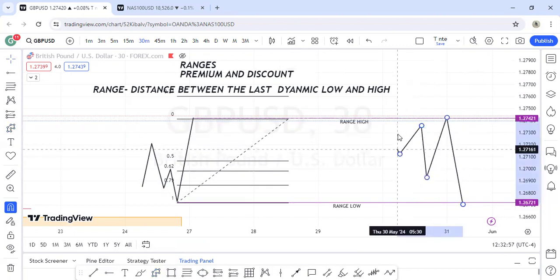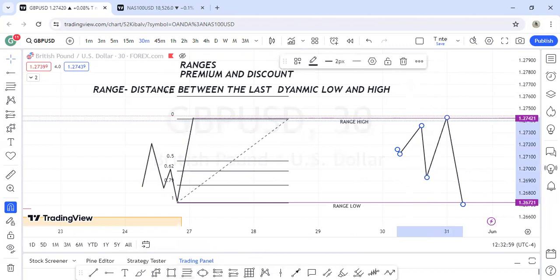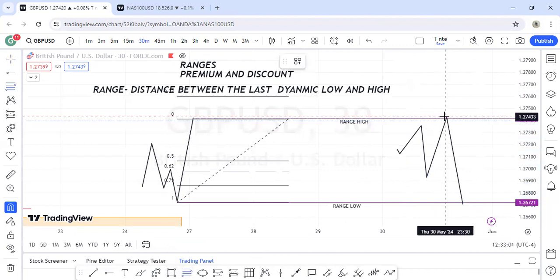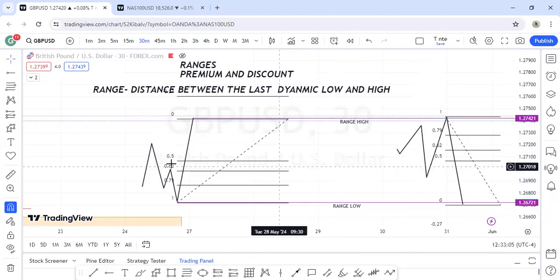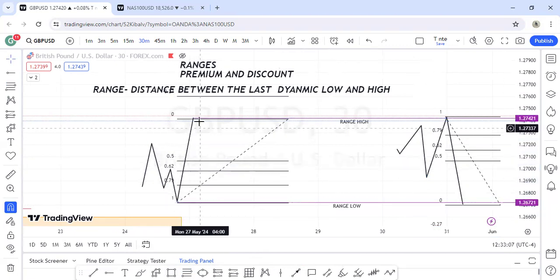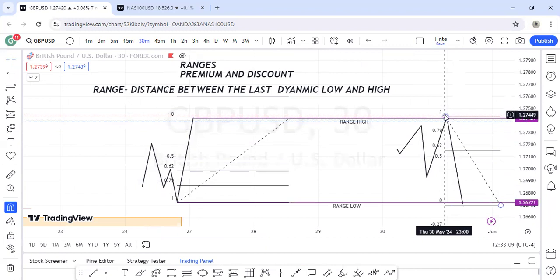So it depends on the market. If it's bearish, you do the opposite. You simply draw from this high down to the low. Can you see the positioning? If you're bullish, you take it from the low to the high. But if you're bearish, take it from the high to the low. That's how you do it.